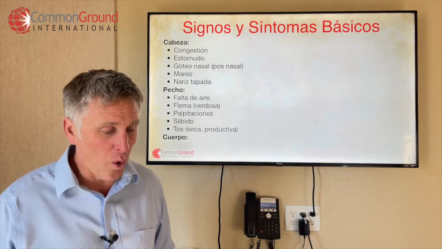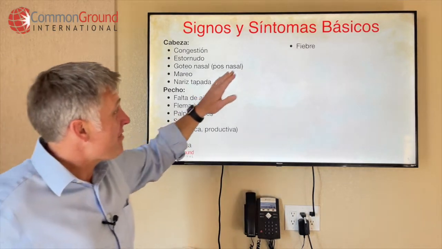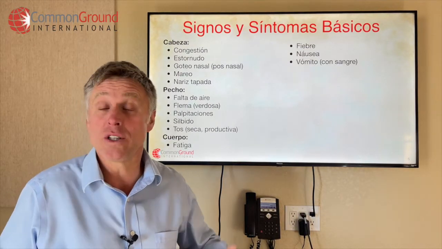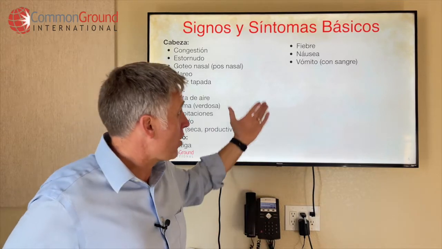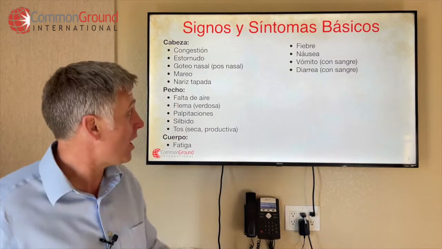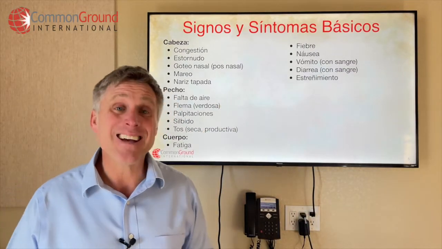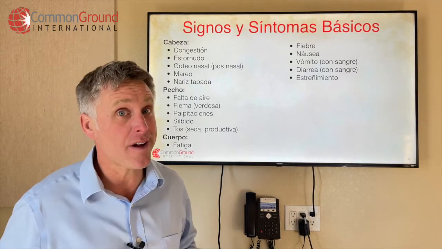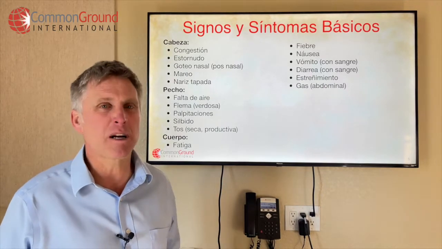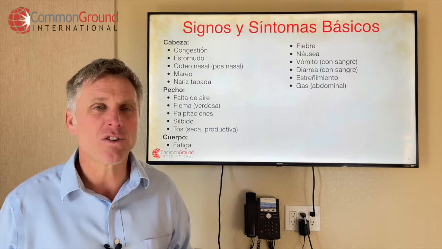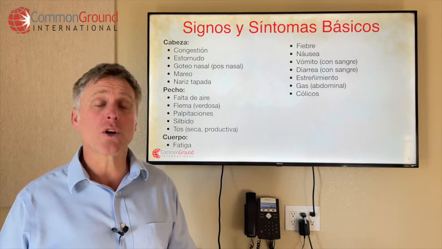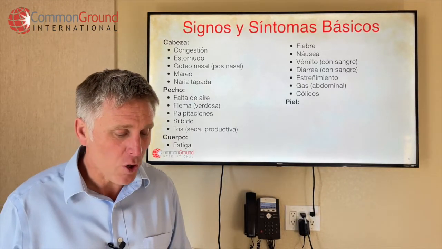And now let's look at el cuerpo. Fatigue, fiebre, fever, náusea, nausea, vómito, vomiting, con sangre. You could have anything con sangre, vómito con sangre, diarrea con sangre, etc. Estreñimiento, the opposite of diarrhea, so constipation. Gas abdominal. Most of the time you just talk about tengo gas, and people understand it as just gassy, but gas abdominal. Okay. Cólicos is like feminine cramping or colic in children.